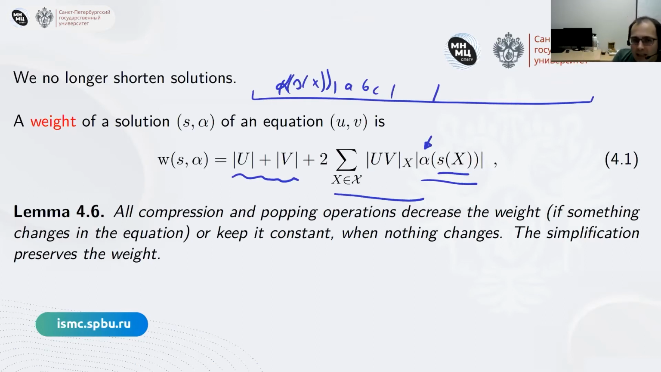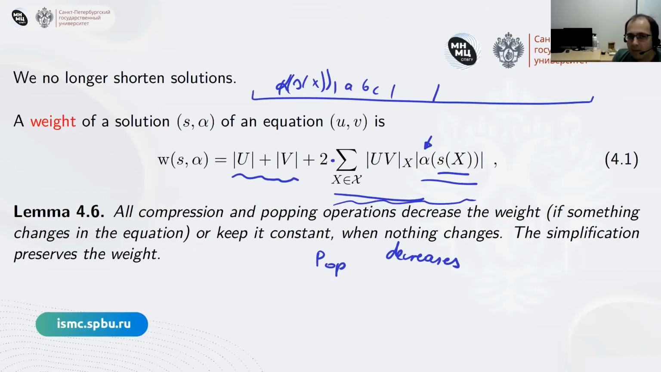And why is that? Essentially, popping decreases the weight, because during popping, a letter moves from this part. It's counted here, and it's counted here with multiplier 2. So a letter which is in the substitution for the variable introduces at least 2 to this part. And when we pop it, it only introduces 1 for every occurrence of the variable x here, which means that this popping decreases this weight.